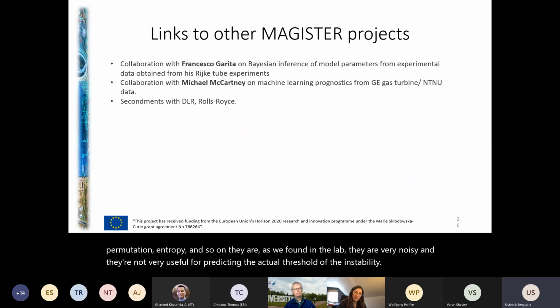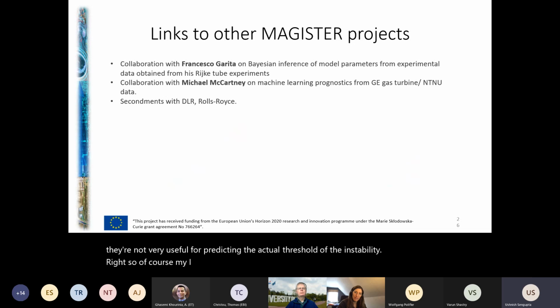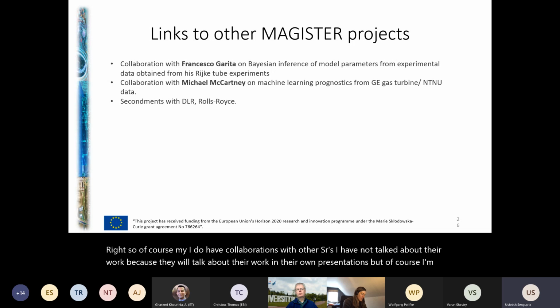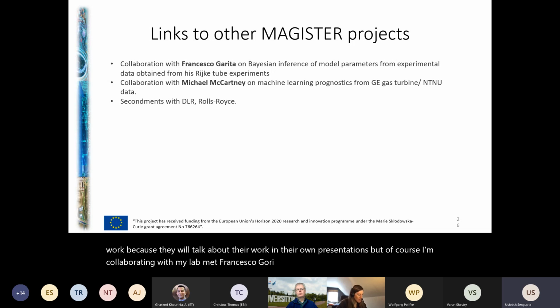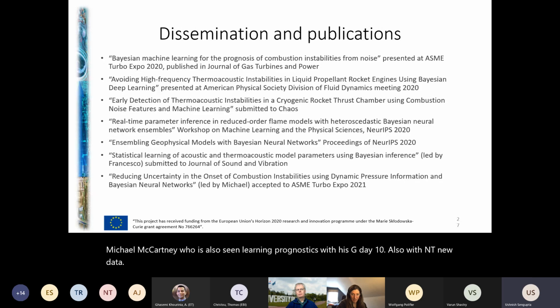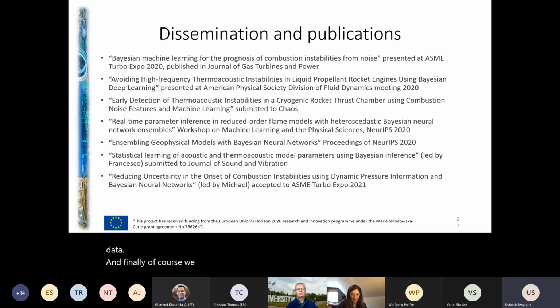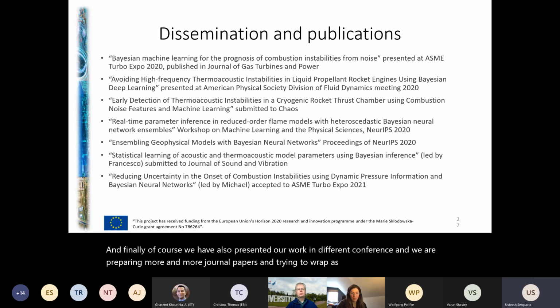Of course, I do have collaborations with other ESRs. I have not talked about their work because they will talk about it in their own presentations. But I'm collaborating with my lab mate, Francesco Garita, on Bayesian inference in Rijke tubes, and with Michael McCartney, who is also working on machine learning prognostics with his GE data and also with NTNU data. And finally, we have also presented our work in different conferences, and we are preparing more and more journal papers as we wrap up these projects.